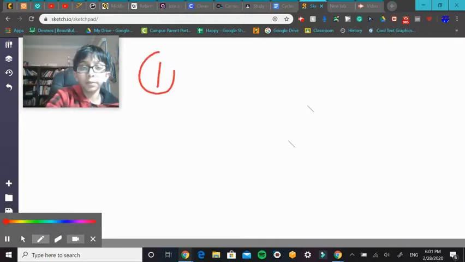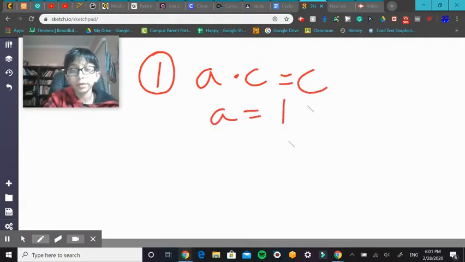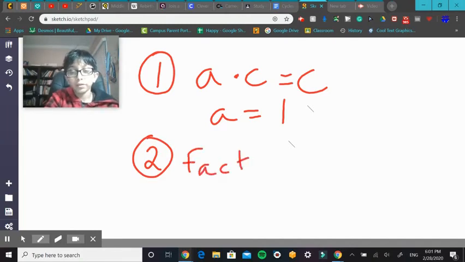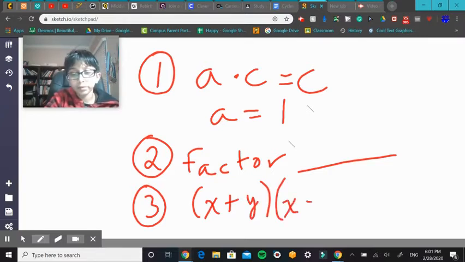The first step is to multiply the a and the c in the expression and replace it with the c, and the a will turn into 1. The second step, after you have that, you need to factor it. So just factor your new expression, whatever you had. Step number 3 is you have this expression of x plus whatever, I'm just going to call it y, and then x minus, let's say, z, or plus z.